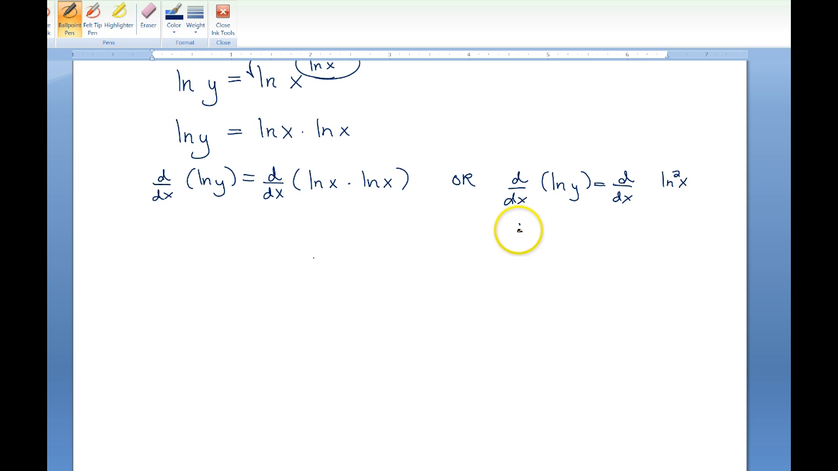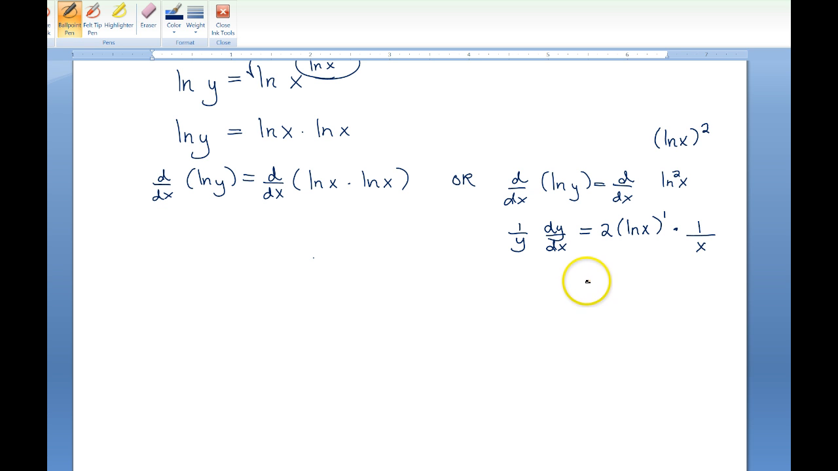So this is 1 over y dy dx. And then remember, think of this as ln of x squared. Just like when we would write sine squared of x, I said it's really helpful to write it as sine x and then the whole thing is squared. So the 2 moves to the front, keep the inside the same, to the first power, times the derivative of the inside, which is 1 over x. Does that make sense?